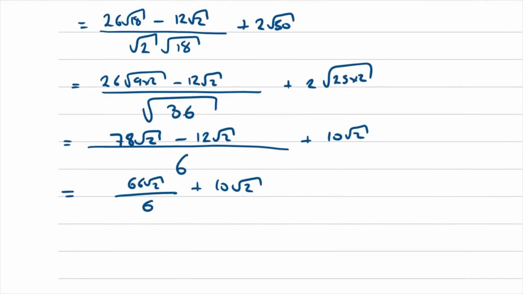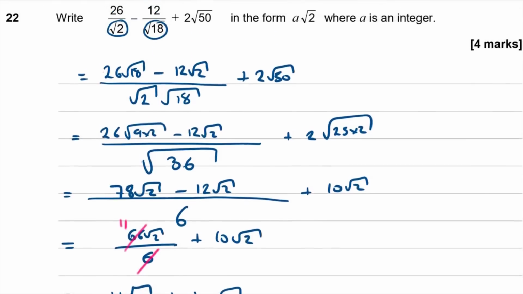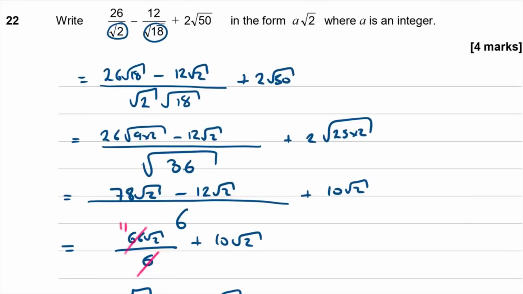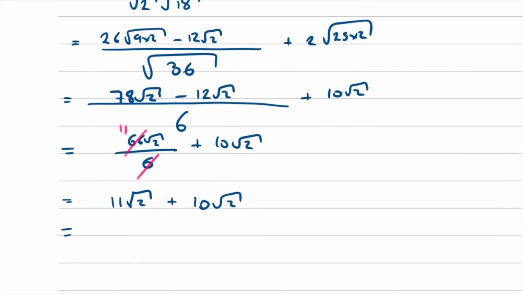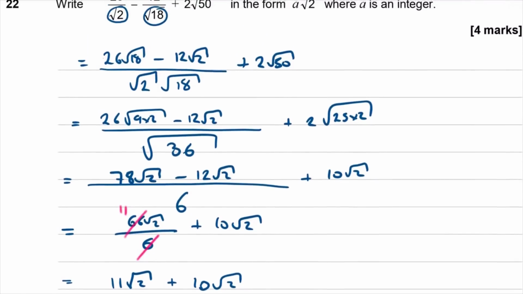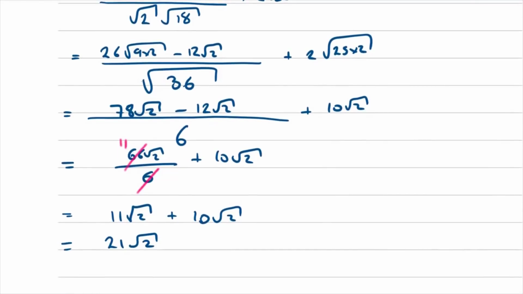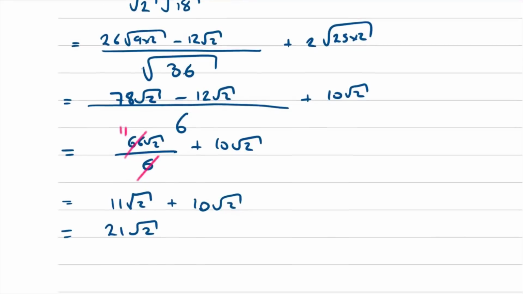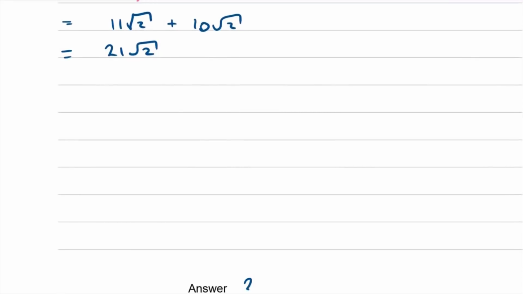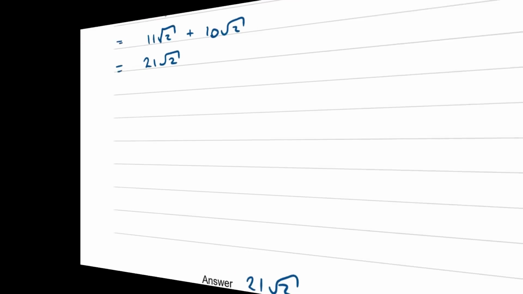So then I can divide my 6 into my 66, leaving 11. So that's going to give me 11 root 2 plus 10 root 2, which altogether is 21 root 2. Okay, so it's in the form a root 2 where a is an integer, so our integer is 21. So 21 root 2 is the solution.